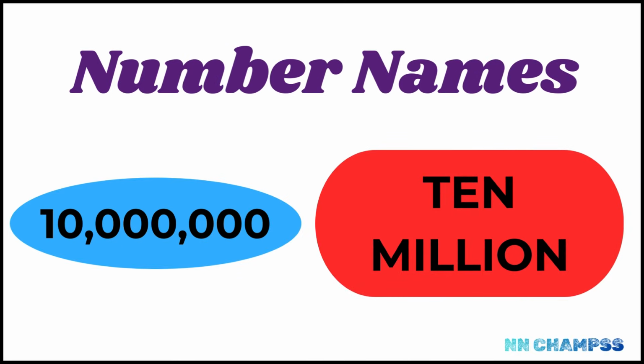If I add 7 zeros, then the number name is 10 million. T E N, 10, M I L L I O N, million, 10 million.